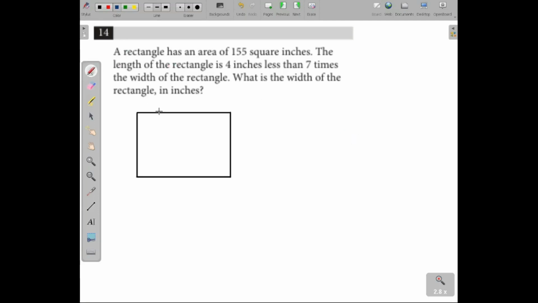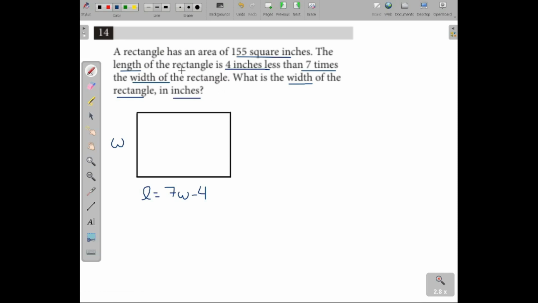Number 14. A rectangle has an area of 155 square inches. The length of the rectangle is 4 inches less than 7 times the width of the rectangle. So that means that the length is equal to 7 times the width minus 4 inches, and the width is W. We need to find the width of the rectangle in inches.